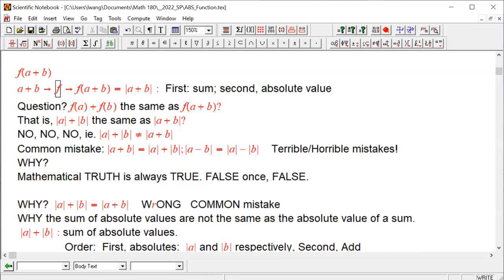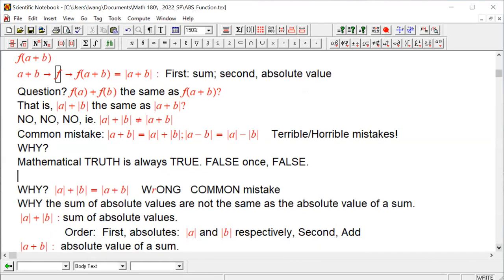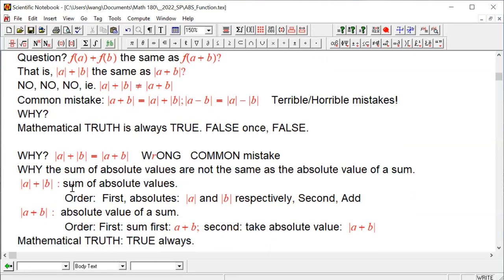Why is this wrong? Before we explain, I'm going to put some words in between. This is called the sum of absolute values. The order is that we first do absolute values respectively, and then add. The second one, the absolute value of A plus B, is called the absolute value of a sum. So we do the sum first, absolute value second.